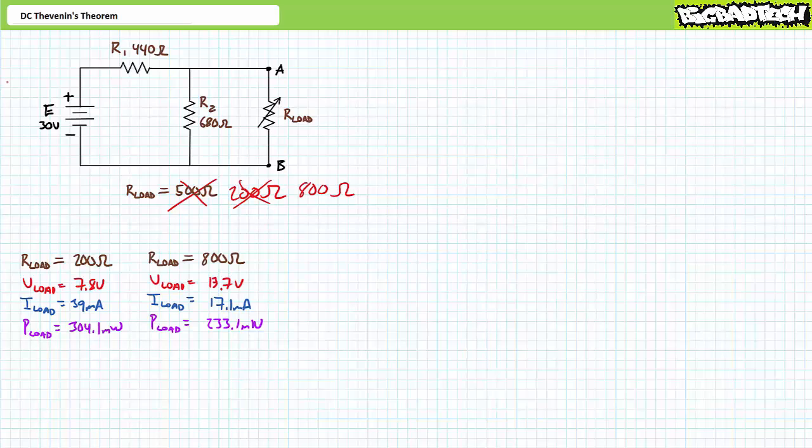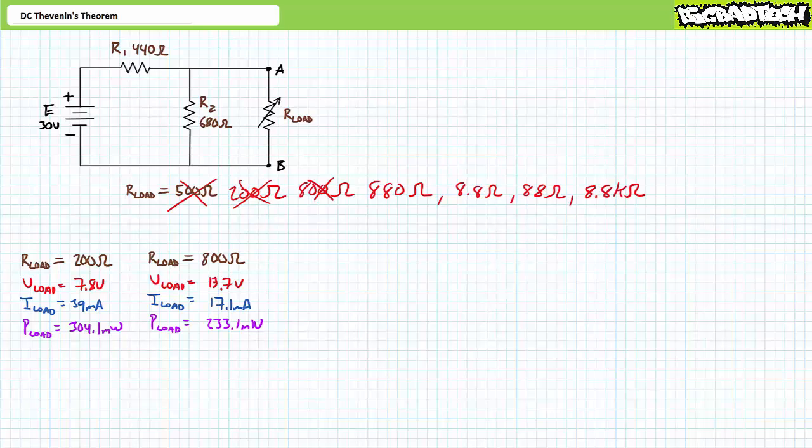Whoa, I do not know what is going on today. I am totally hosing up this lecture. R load isn't supposed to be 800 ohms. I meant R load is supposed to be 880 ohms. You can see the mistake, can't you? Go off and calculate these values again. While you're at it, calculate these same values when R load is 8.8 ohms, 88 ohms, and 8,800 ohms.